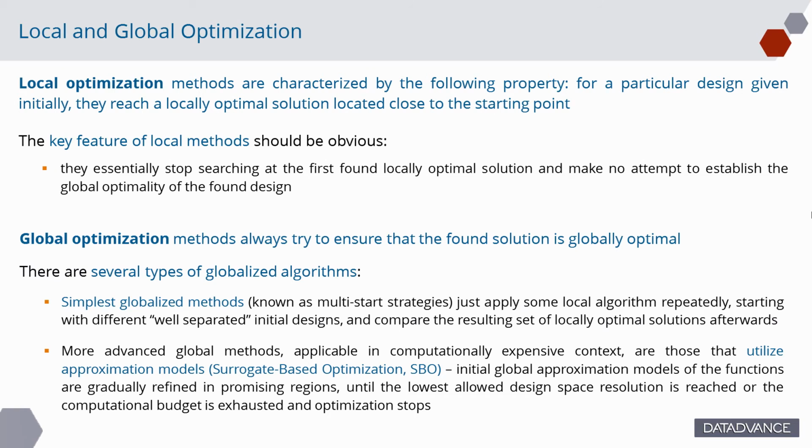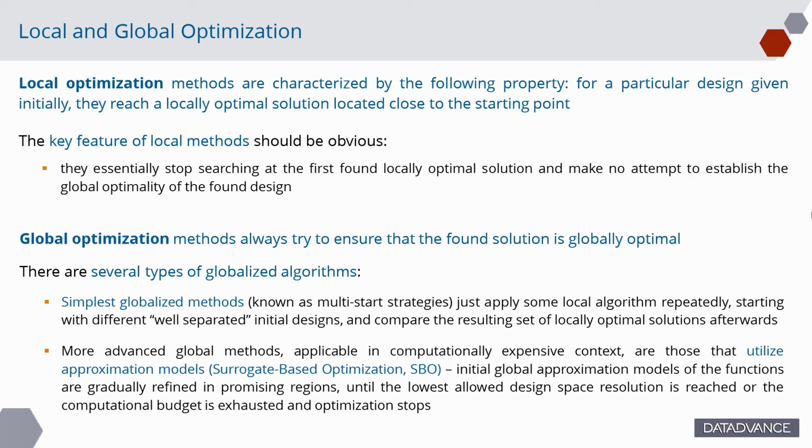It is of crucial importance to decide beforehand the type of study you are going to perform. In broad terms, optimization can be performed either locally or globally. Local optimization methods are characterized by the following property. For a particular design given initially, they reach a locally optimal solution located close to the starting point. The key feature of local methods should be obvious. They essentially stop searching at the first found locally optimal solution and make no attempt to establish the global optimality of the found design. Contrary to local approaches, global optimization methods always try to ensure that the found solution is globally optimal. There are several types of globalized algorithms.